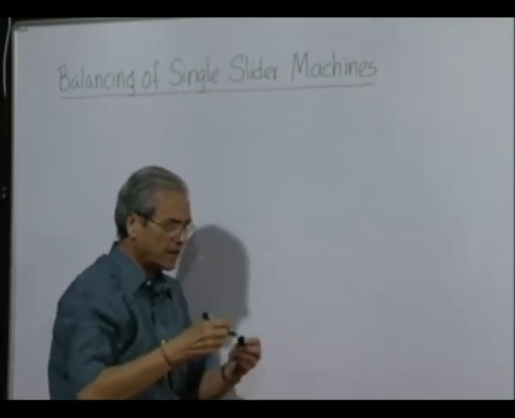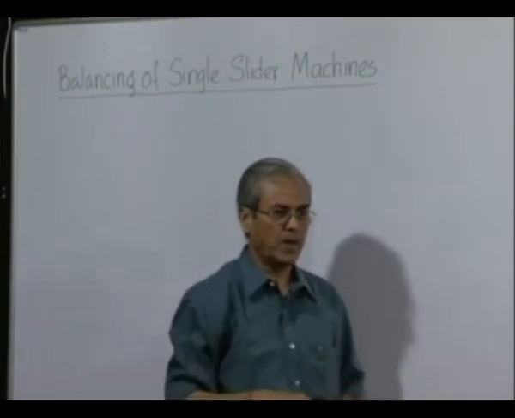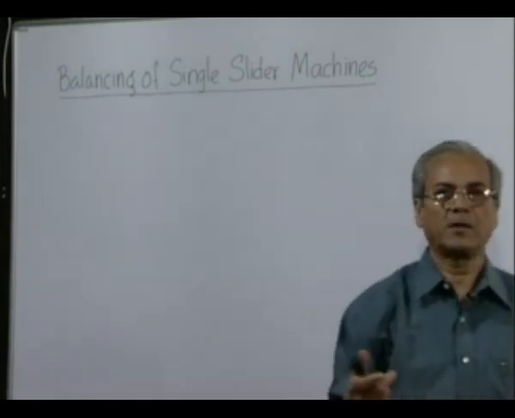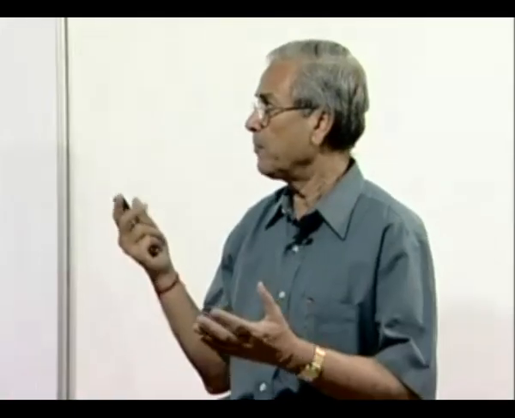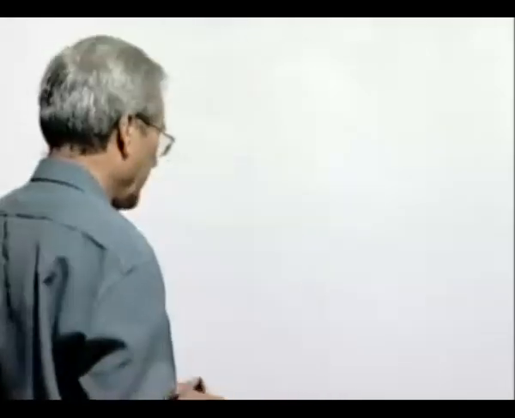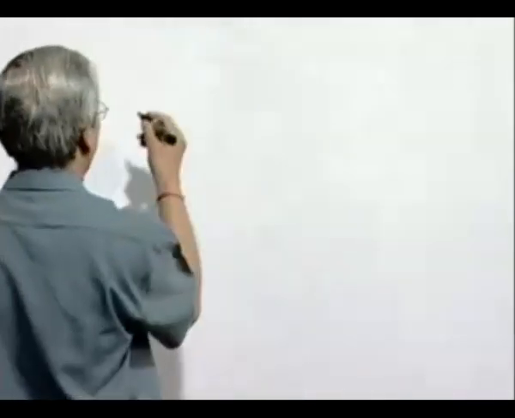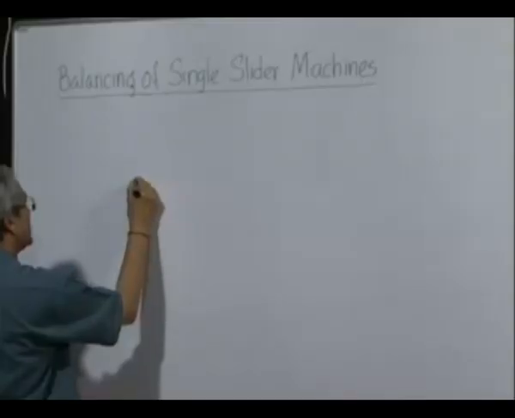These single slider machines are very common, large types of machines. Compressors and engines all employ this mechanism. So, I think it will be appropriate to take up this particular case and investigate its unbalance, and also look into the ways and means of balancing the unbalance present. Now, a typical single slider machine will look like this.